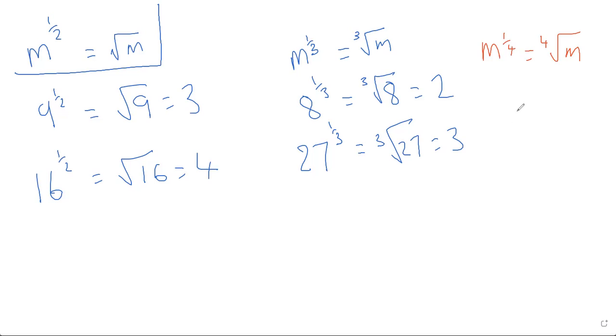So what if I had something like 16 to the power of a quarter? It's the 4th root of 16, which is 2. 2, right? 2 times 2 is 4, times 2 is 8, times 2 is 16. So the 4th root of 16 is 2.